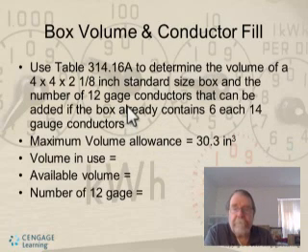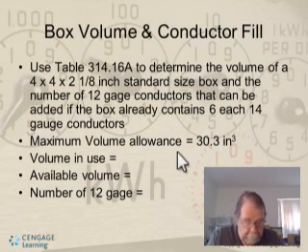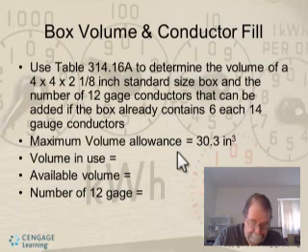Now here's another one. Again, the box is a 4x4 by 2.125, so we know that's 30.3 cubic inches. And the question is the number of 12 gauge conductors that can be added if the box already has 6 14 gauge conductors. Okay, here's where we're getting into the answer of what we just discussed.